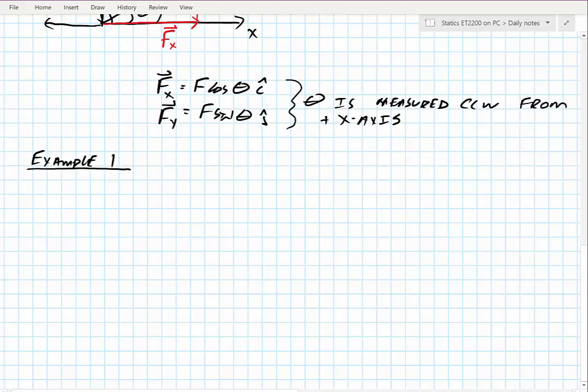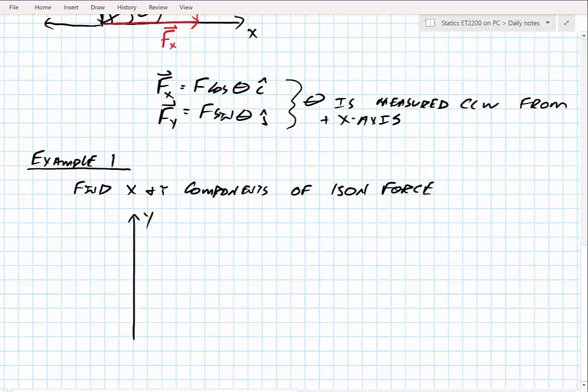Let's say that we want to define the x and y components of a particular force. In this case, it'll be a 150 Newton force, and so you can see what I'm talking about. Let's say that we have our coordinate axis, our x and our y, and this vector just happens to be coming off some angle over here. It's our 150 newtons, and it's at an angle of 35 degrees.